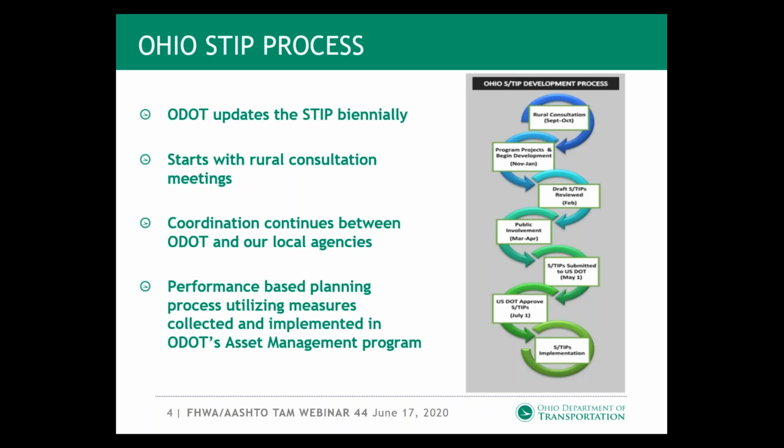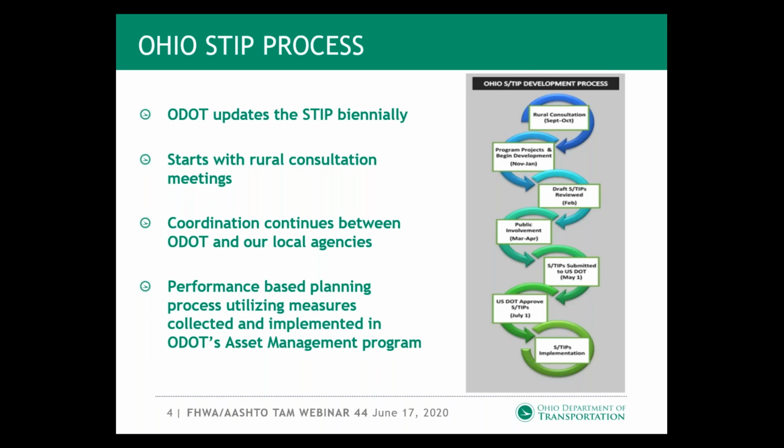Getting them integrated with our STIP, we consider it an inherent part of our entire planning process. We have a 4-year STIP, which is updated biannually. We start with our rural consultation meetings, coordinating with our ODOT local agencies throughout the state of Ohio, MPOs, and RTPOs. There are a number of those agencies within the state, so there's a lot of coordination.